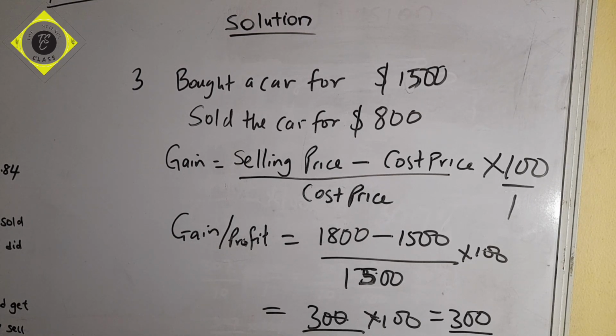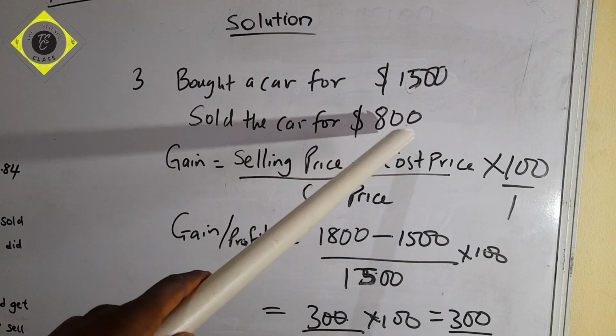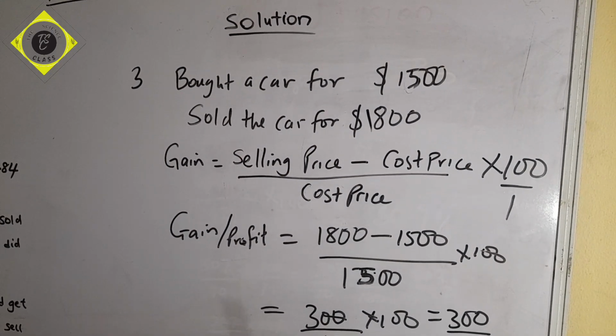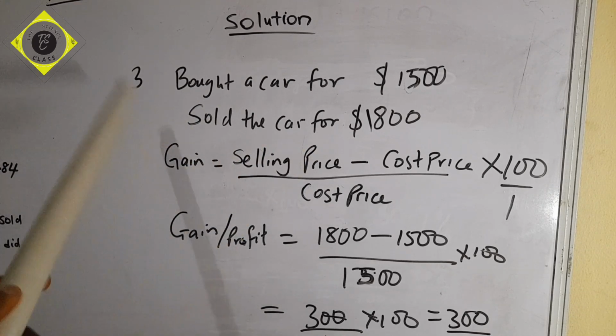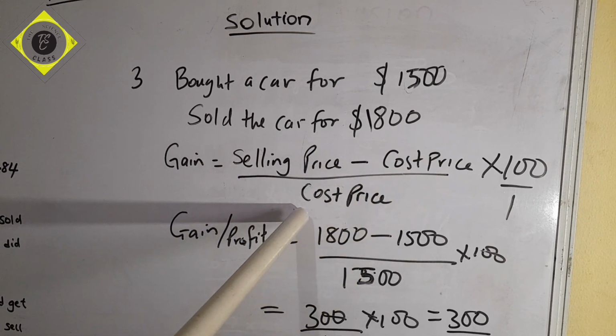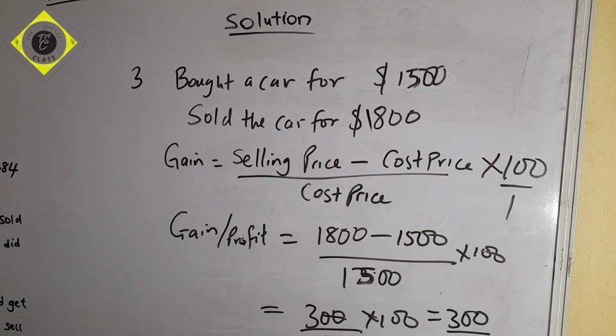I bought a car for $1,500 and sold it for $1,800. What percentage gain did I make? So I bought a car for $1,500. I sold it for $1,800. So my gain is the same thing as profit. Gain is profit. So it's going to be selling price minus cost price all over cost price times 100.